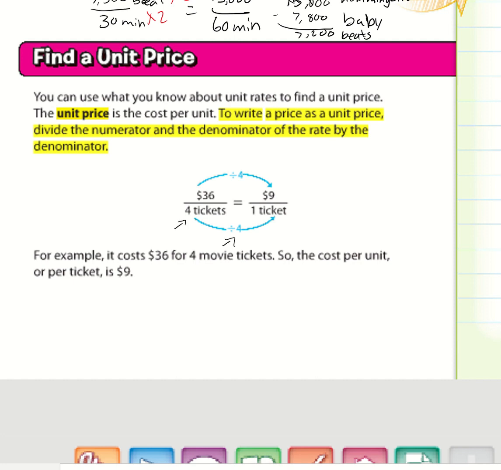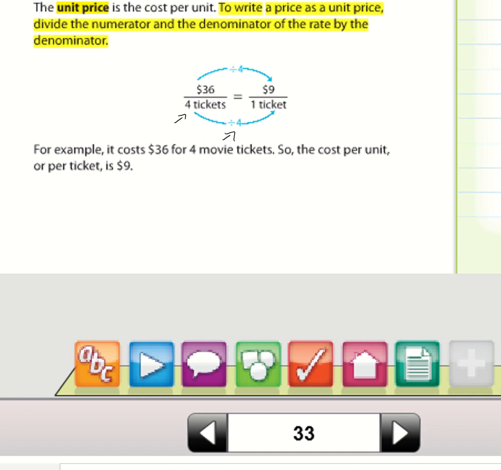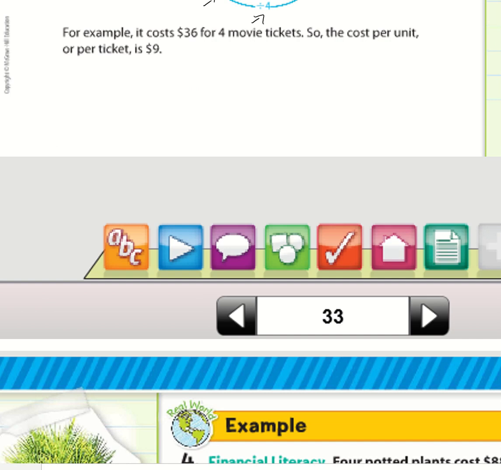To write a price as a unit price, divide the numerator and denominator by the denominator. Same thing, we're dividing by the same number. So the denominator is 4, so we're going to divide the top and bottom by 4. So it's $36 for every 4 tickets. The unit price is $9 per 1 ticket.